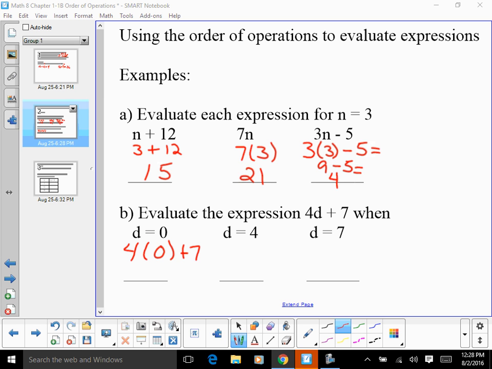4 times 0 plus 7. 4 times 0 is 0, plus 7 equals 7. Substitute 4 times 4 plus 7. 4 times 4 is 16, plus 7 is 23. And 4 times 7 plus 7. 4 times 7 is 28, plus 7 is 35.